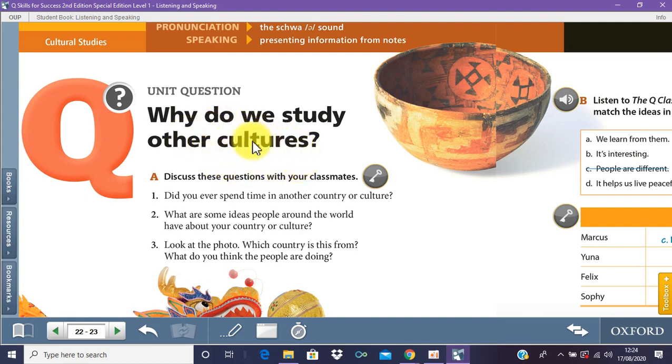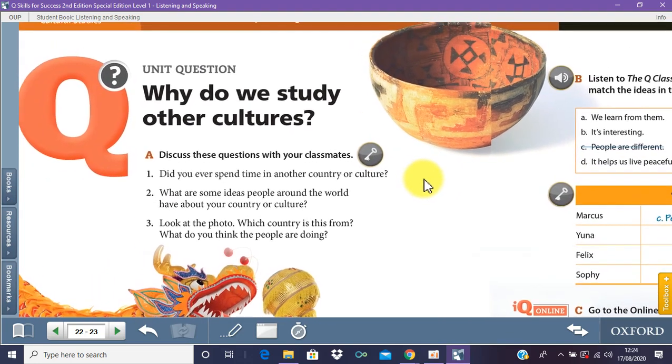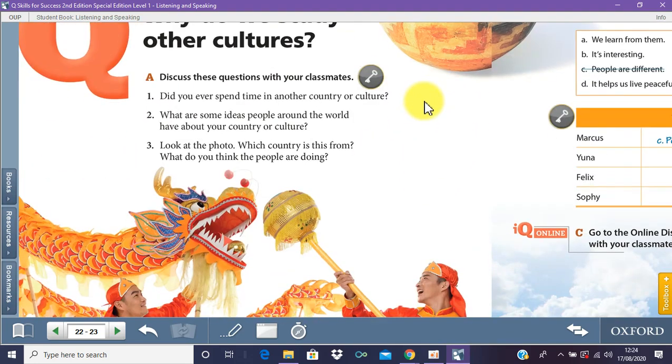If you don't know what culture means, you can find out the meaning in Arabic and write it down if you want. But why do we study other cultures? We study other cultures because we want to respect other cultures.